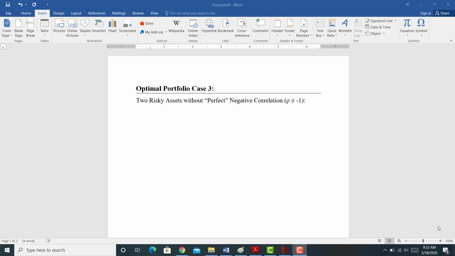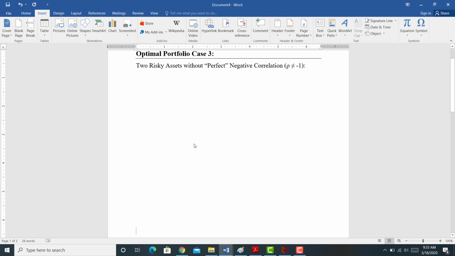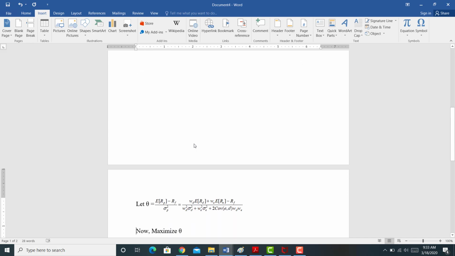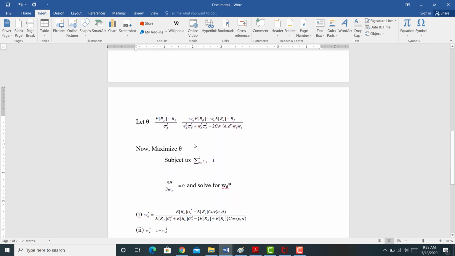It's likely that these two assets will not have perfect negative correlation, okay? And so you can see hopefully where we're heading here and that this is a relevant case. Let me show you the math that will get us to the optimal weights of these two risky assets, okay?